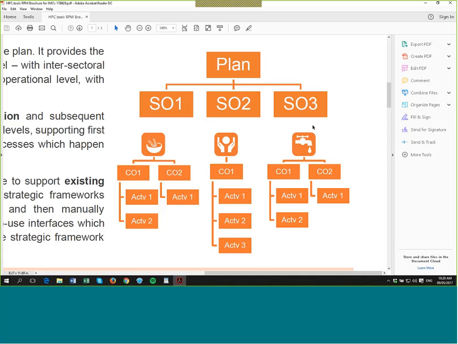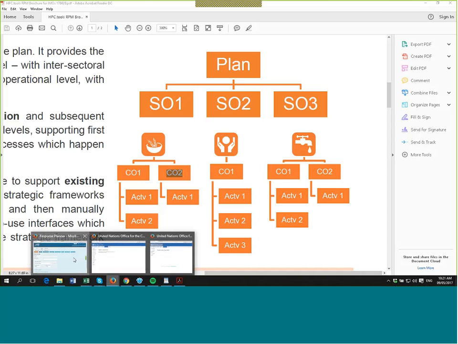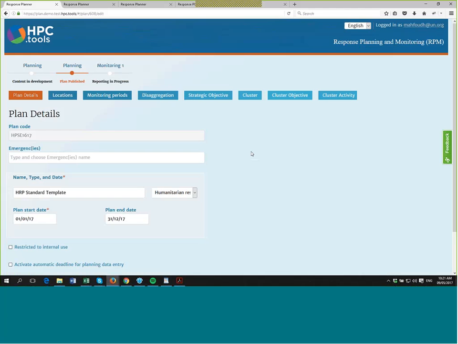So ideally, you can see from here that the standard template that we have right now, the HRP, you have your strategic objectives, cluster objectives, and then going down to the activities and the indicators. Now, this is the template for most of the country offices out there, but we do know as well that this is not exactly the current case, because you have some offices that go for a different flexible framework of how it's done.